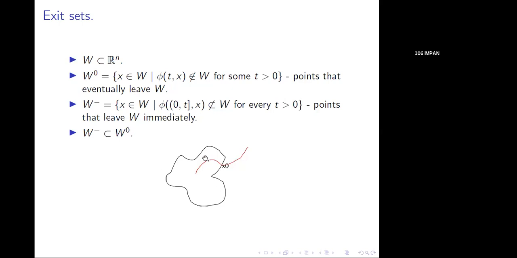So for instance, if that's my set W, and if I have a point over here, whose trajectory is this red line, that point will belong to W^0. However, if I take this point x0 at the boundary, then that's a point where the trajectory leaves immediately. So for any positive time, I'm not inside my set W. Now, obviously, if I leave immediately, then I eventually leave, and therefore we have this inclusion of W^- in W^0. Okay.